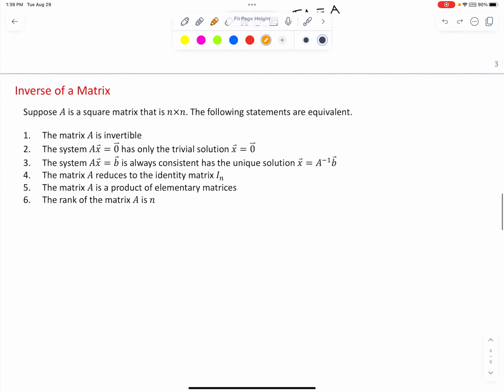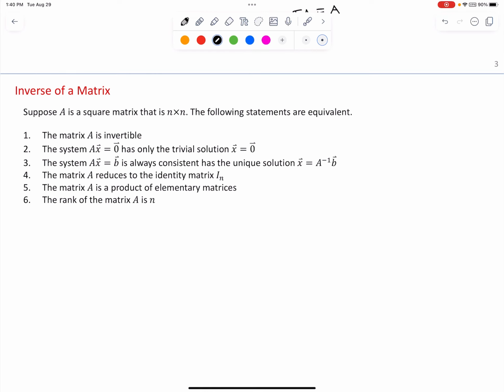Now, when you say that statements are equivalent, it basically means that if one of the statements is true, then all of them are true. And if one of them is false, all of them are false, which mathematically means that they all imply each other. So statement 1 implies statement 2, and somehow statement 2 should imply statement 1. And you could make this double implication connecting any pairing of these 6 statements.